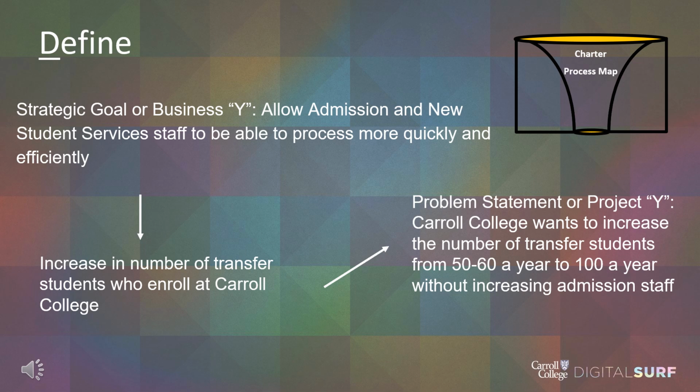As you can see on the slide, our strategic project goal, also known as our business why, is to allow admission and new student services staff to be able to process more quickly and efficiently. This why leads us to what we want to see once improving this business why, which is an increase in number of transfer students at Carroll College. This then leads to our main problem statement, or our overall project why, which is Carroll College wants to increase the number of transfer students from 50 to 60 per year to 100 a year without increasing admission staff. All of this information is agreed upon in the project charter at the beginning of the project.